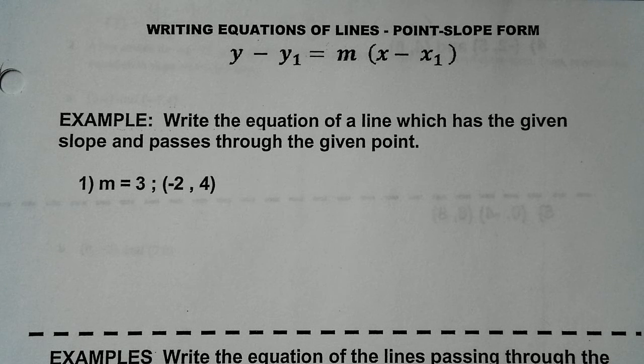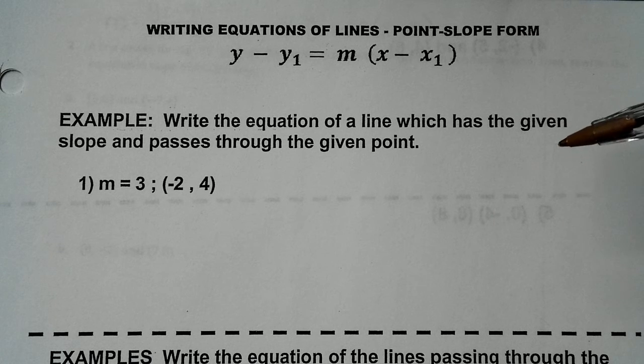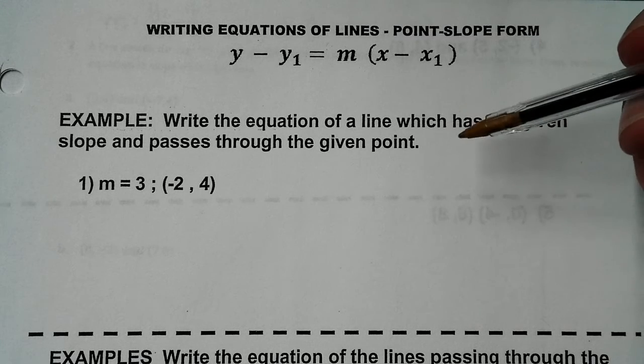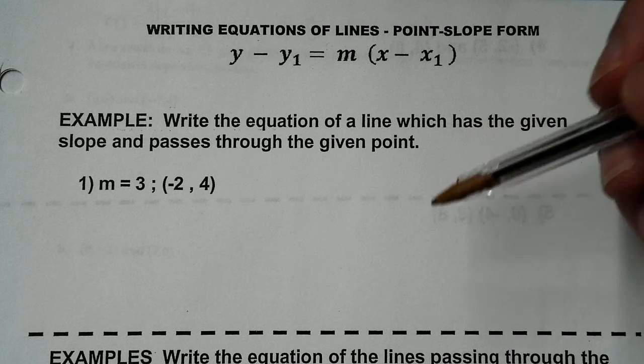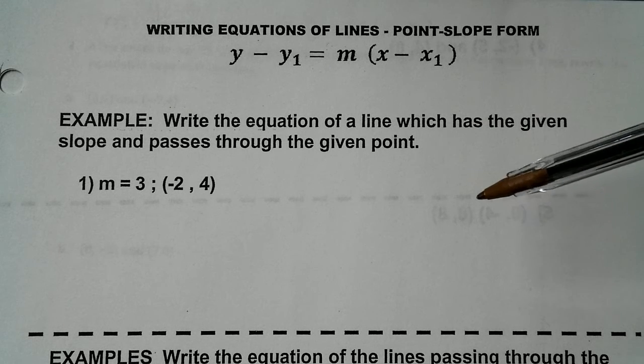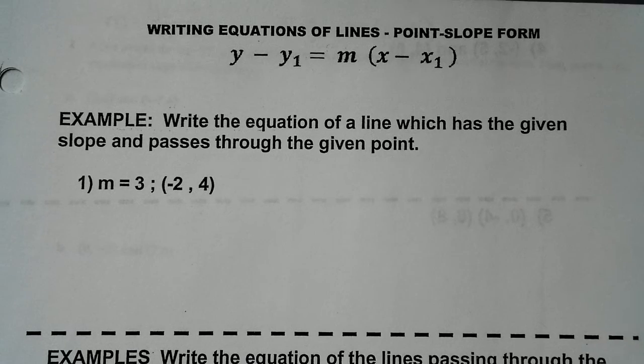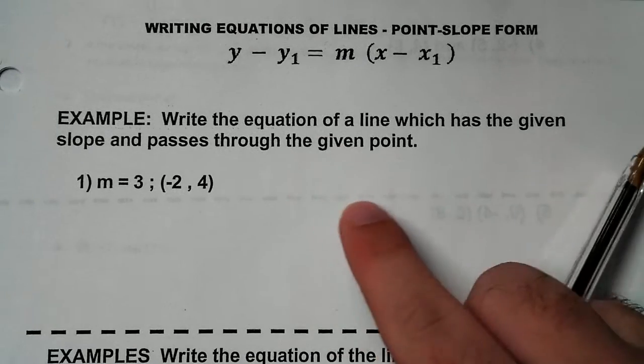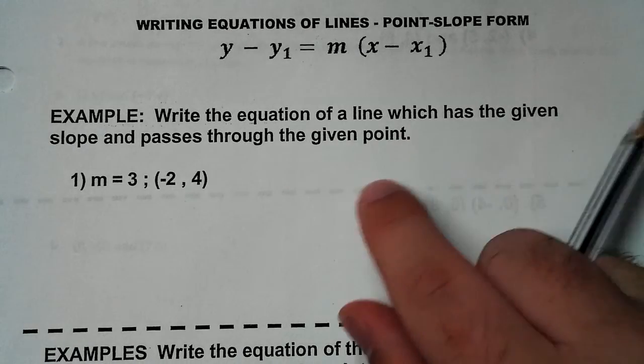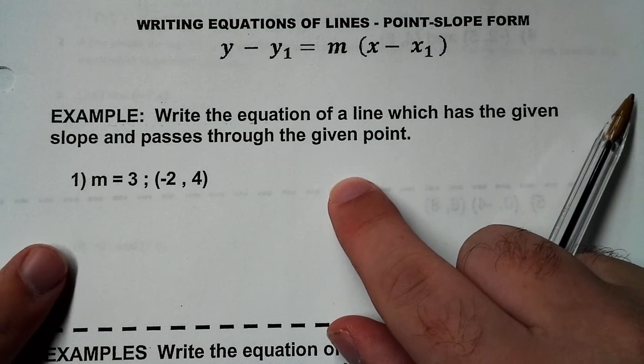Alright class, today's video we're going to start out with a quick refresher on setting up an equation in point slope form, and then we're going to set up an equation in point slope form using just 2 points. So our first example should be a review. It says write the equation of a line which has the given slope and passes through the given point.